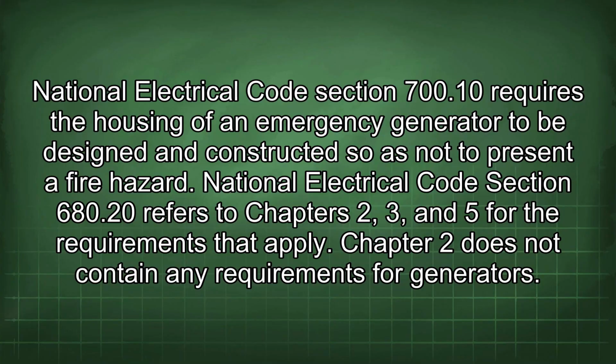National Electrical Code Section 700.10 requires the housing of an emergency generator to be designed and constructed so as not to present a fire hazard. National Electrical Code Section 680.20 refers to Chapters 2, 3, and 5 for the requirements that apply. Chapter 2 does not contain any requirements for generators.